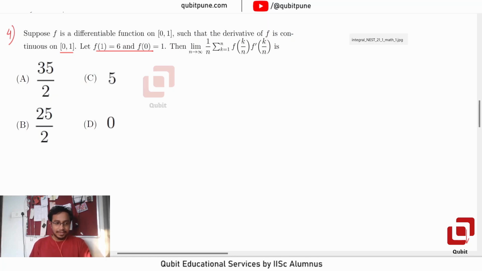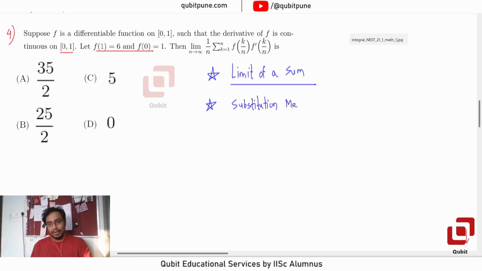Now this question makes use of definite integral as limit of a sum for sure, correct? For sure it makes use of definite integral as limit of a sum. But secondly, it also makes use of the substitution method.